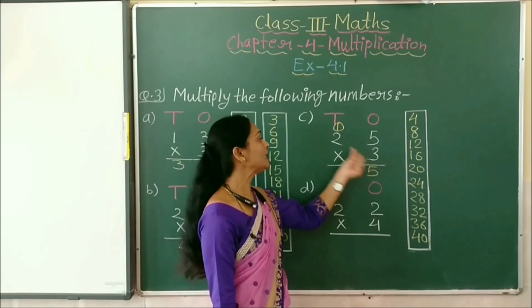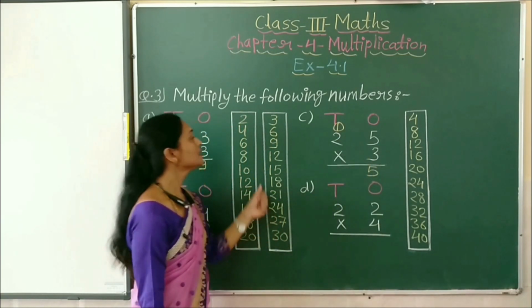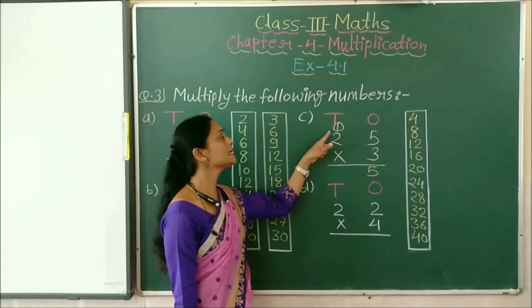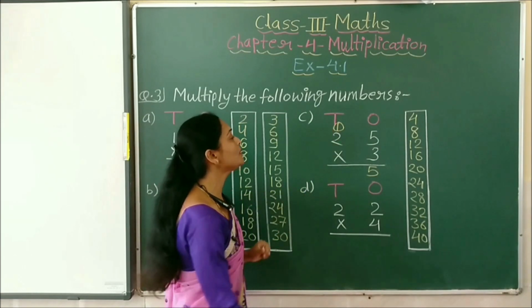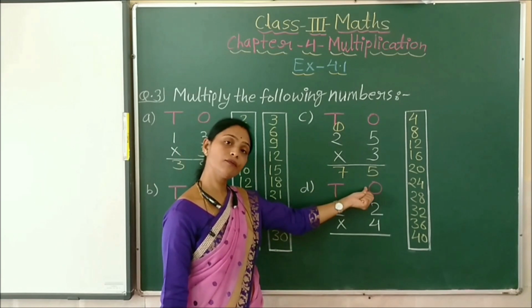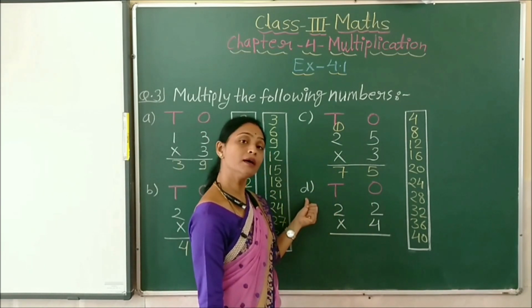Now we will multiply these two. 3's table how many times? 2 times. So 3 ones are 3 and 3 twos are 6. So we got 6 and this carry over we also have to add to 6. So 6 plus 1 how much? It is 7. So we got here 75. Now we will solve question number 4.